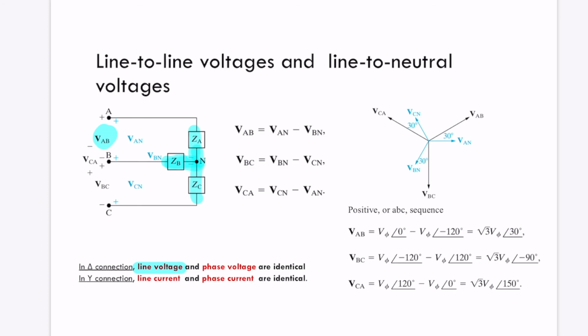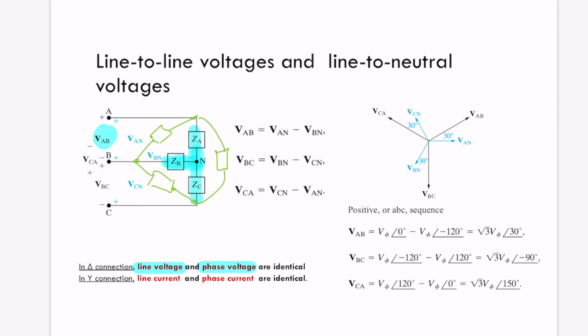In delta connection, remember, delta connection is something like this. We have between A and B, we have between B and C, and we have between A and C, right? So in delta connection, actually line voltage is equal to the phase voltage.